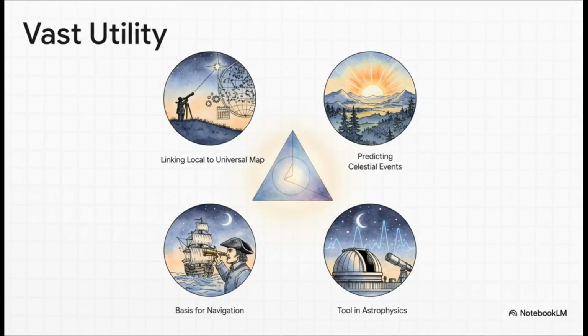So the power that this one triangle unlocks is just immense. It's what allows us to take observations from Earth and build precise star charts. It's what lets us predict eclipses and transits with minute-by-minute accuracy. It provides the entire mathematical framework for celestial navigation. And it remains, to this day, an absolutely essential tool for astrophysicists who need to untangle an object's true motion from the motion of the Earth itself.